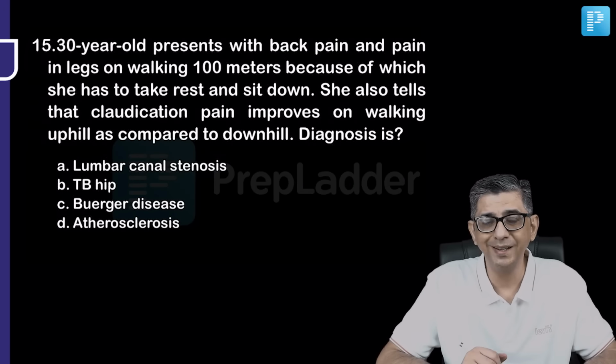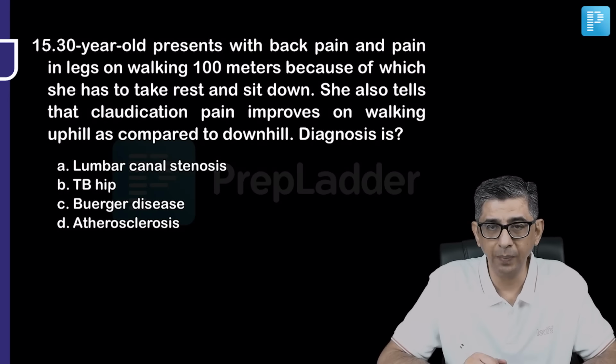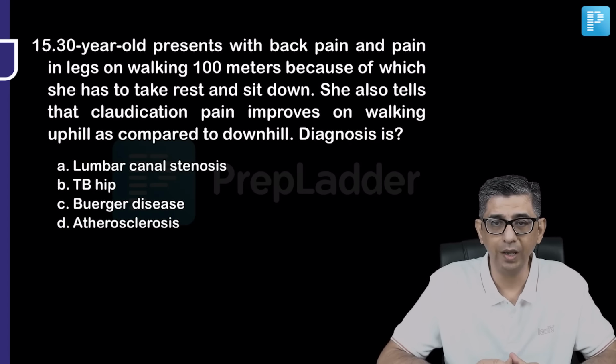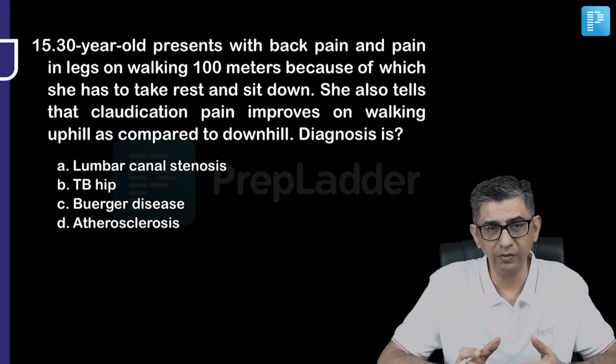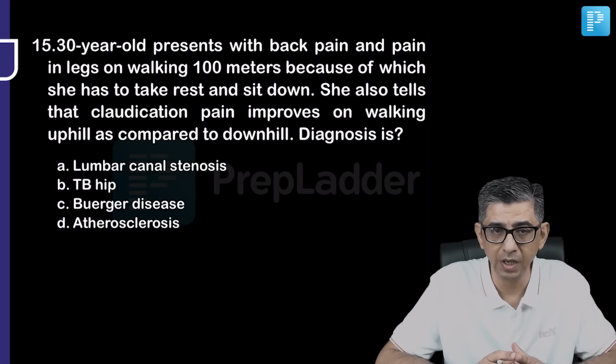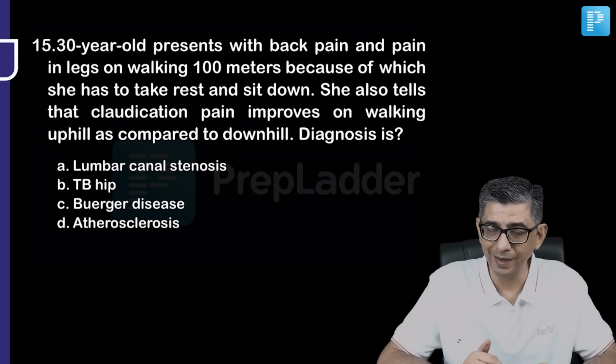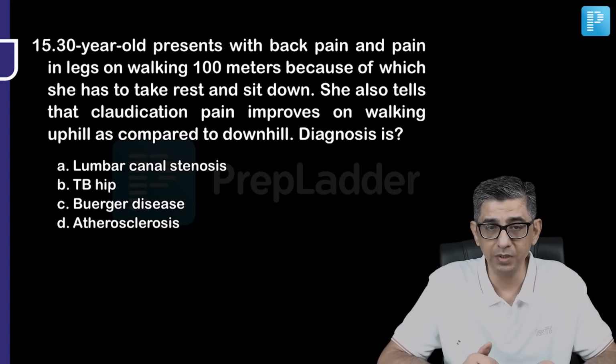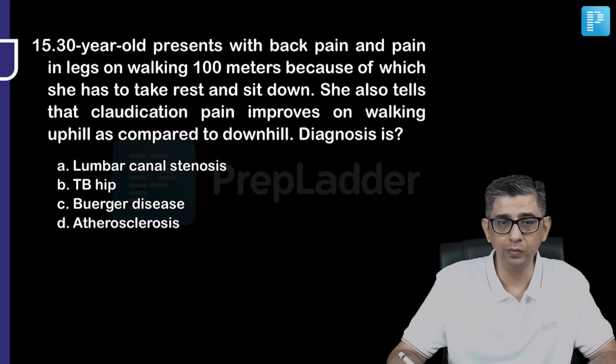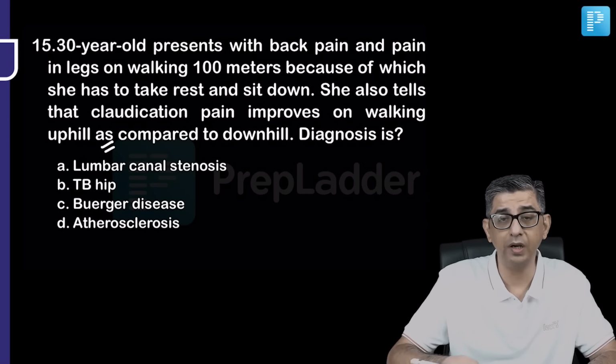The next question said a 30-year-old patient presents with back pain and pain in the legs on walking 100 meters. So the first thought is maybe he's talking about Buerger's disease. He also mentions that the patient has to take rest and sit down. And then comes a very peculiar statement. The question said the claudication pain improves on walking uphill as compared to walking downhill.